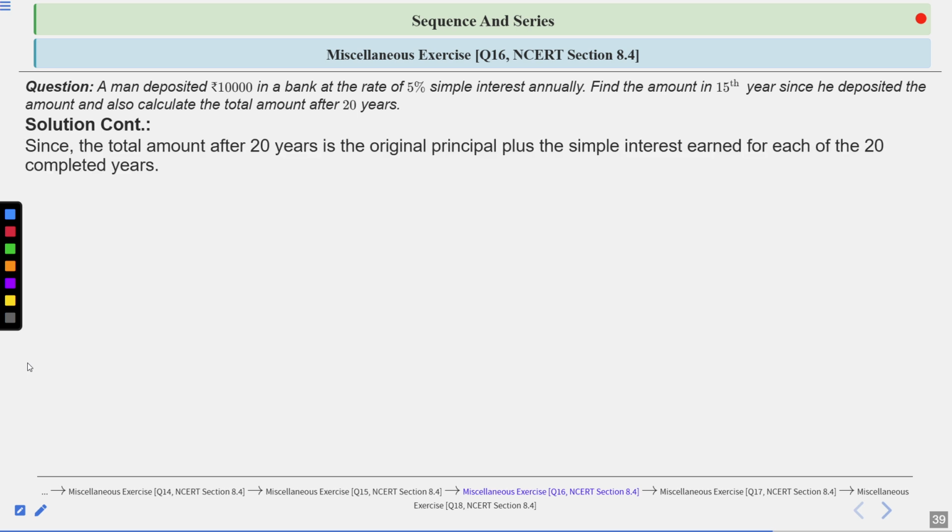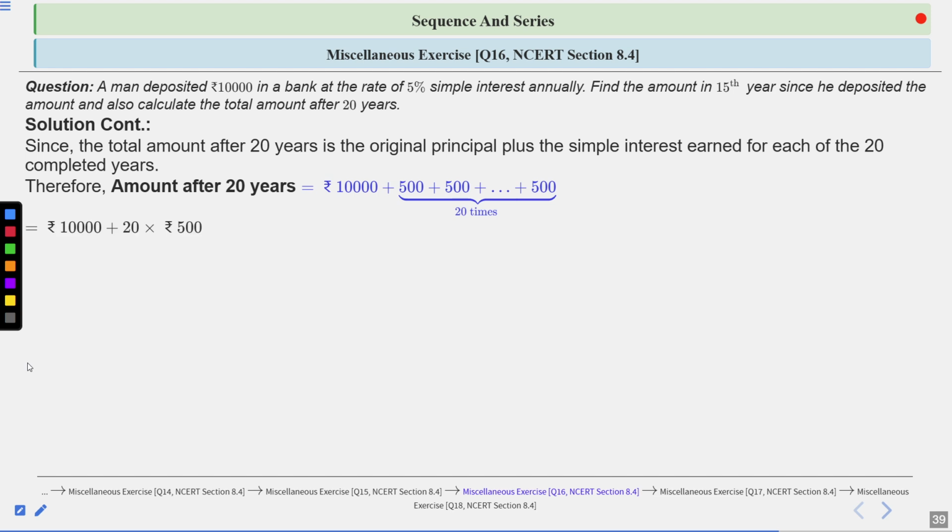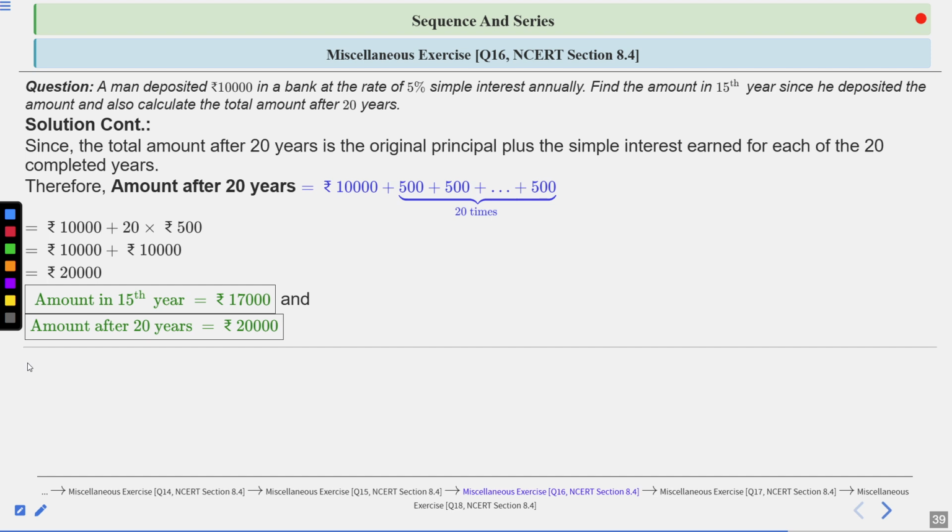Since the total amount after 20 years is the original principal plus the simple interest earned for each of the 20 completed years, therefore the amount after 20 years will be Rs 10,000 plus Rs 500 plus 500 plus 500 up to 20 times, which is equal to Rs 10,000 plus 20 into Rs 500. Clear? After solving this, you will get Rs 10,000 plus Rs 10,000, which is equal to Rs 20,000. Therefore, amount in 15th year is equal to Rs 17,000, and amount after 20 years will be equal to Rs 20,000. Got it? So final answer is basically Rs 17,000 and Rs 20,000.